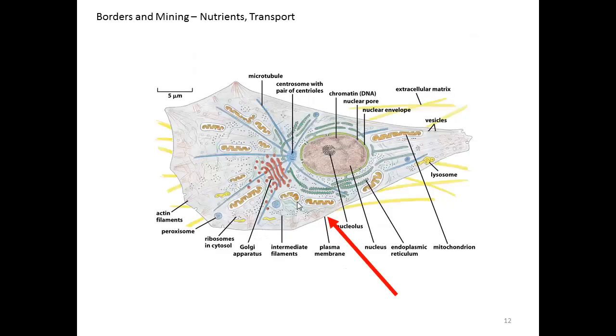The plasma membrane is what separates outside from inside. It is the border of the city or the border of the cell. It's not only a barrier, it's also in charge of import and export of molecules that are outside that it wants to take advantage of. It'll import those into the cell, and it will also help secrete things.